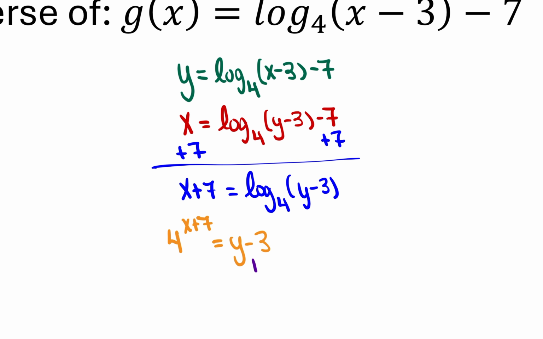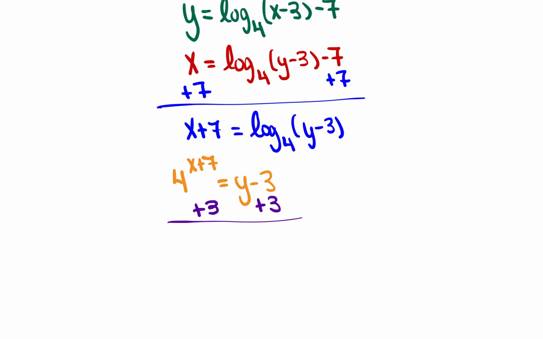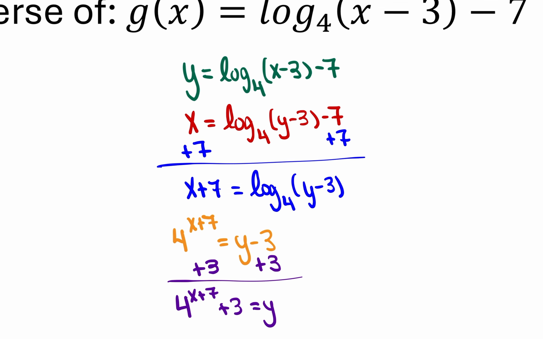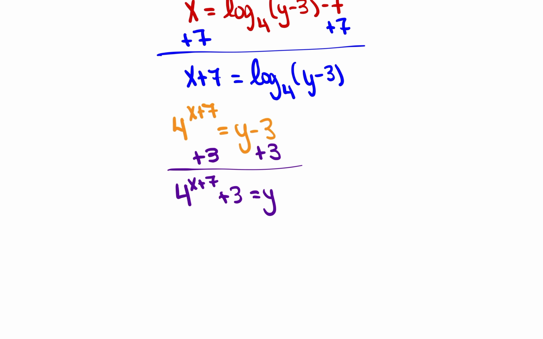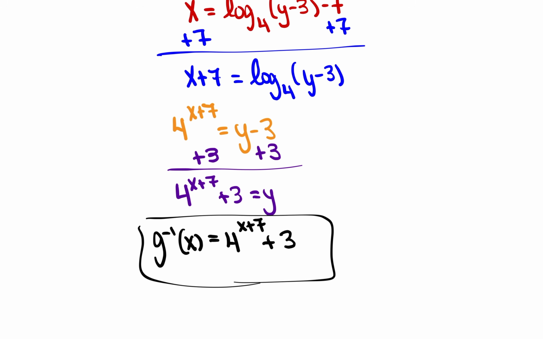I will then add 3 on both sides. This will leave me with 4 to the power of (x plus 7), plus 3, is equal to y. So did I get y to be all by itself? Yes, I did. So my next step is to then rewrite this to be the inverse of g of x. So I have the inverse of g of x is equal to 4 to the power of (x plus 7) plus 3. Okay, let's go ahead and box that in.